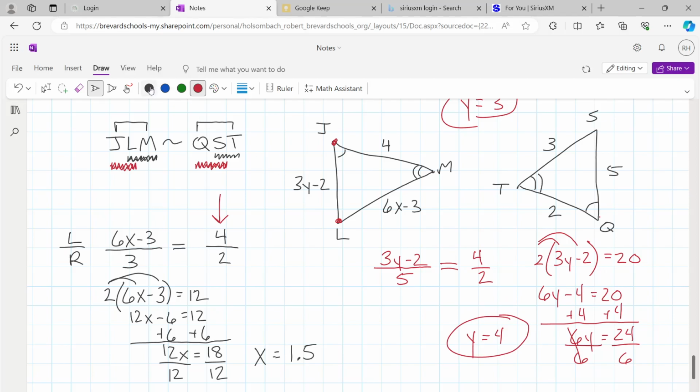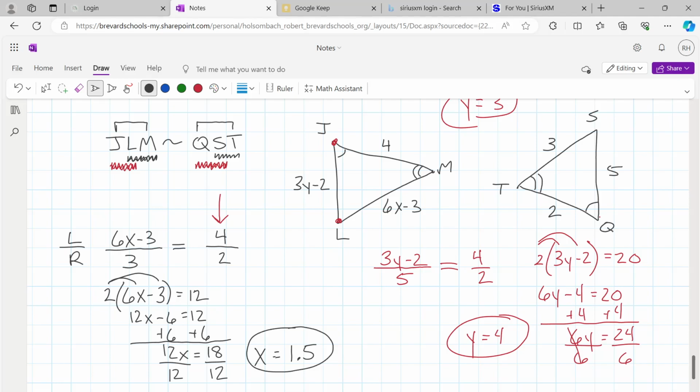So there's our y, and there's our x. Everybody okay with that? All right, again, we're using the similarity statement to determine corresponding sides so that we can write a proportion. We use the proportion to solve for whichever variable they're asking us to solve for.